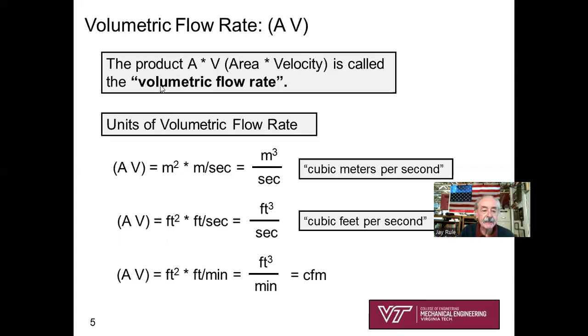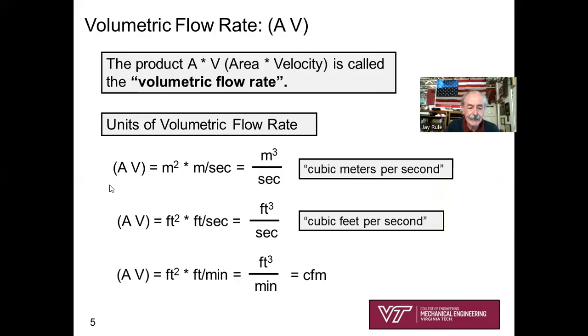Okay, some details about why I grouped together A times V. The area times the velocity is called the volumetric flow rate. When you have homework problems and you see the words, the volumetric flow rate is 3 cubic meters per second, for example, that's disclosing what the product A times V is. So let's look at the units of A times V, the volumetric flow rate.